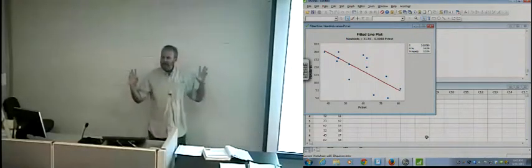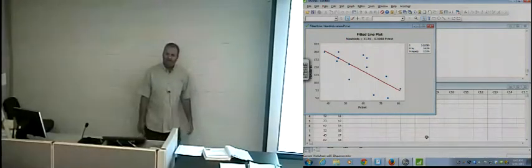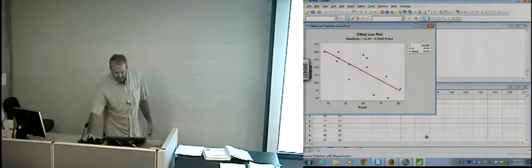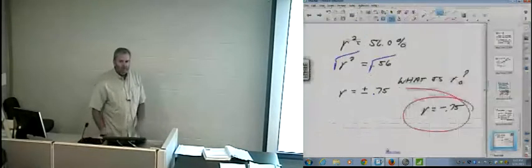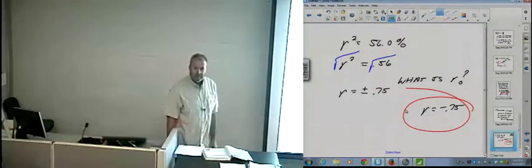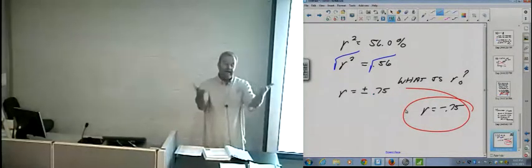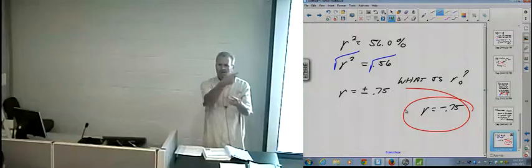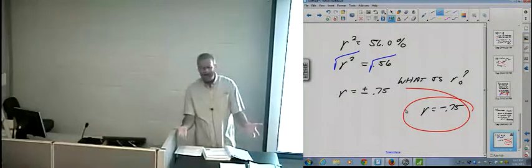Everybody clear with that? Because I've been known to give that kind of question. You know, give you the little thing and ask you, okay, what's the value of the correlation? And then you got to know, well, hell, it's got to be negative. My calculator's giving me a positive one. Well, there's a plus or minus there that the calculator won't give you.